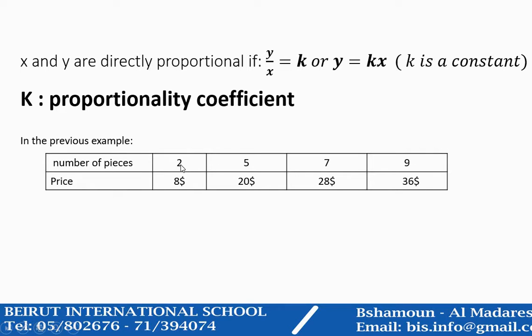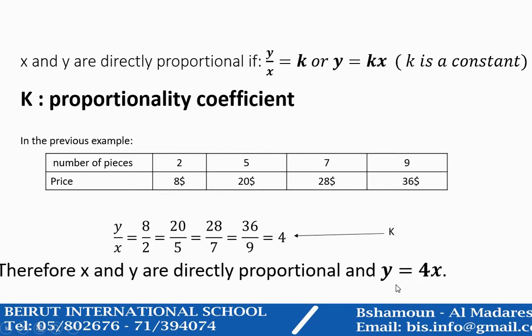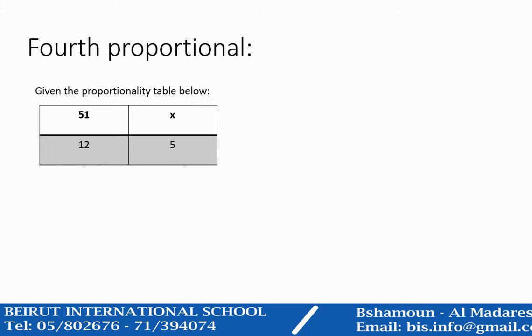In our example, 2 times 4 is 8. 5 times 4 is 20. So if you divide y over x, 8 divided by 2, 20 divided by 5, 28 divided by 7, 36 divided by 9, in all these cases, y over x is the same constant, which is 4. So 4 will be the proportionality coefficient. And the relation between x and y, if we suppose that the number of pieces is x and the price is y, is y equals 4x, because each time we have to multiply x by 4 to get y, and x and y are directly proportional.